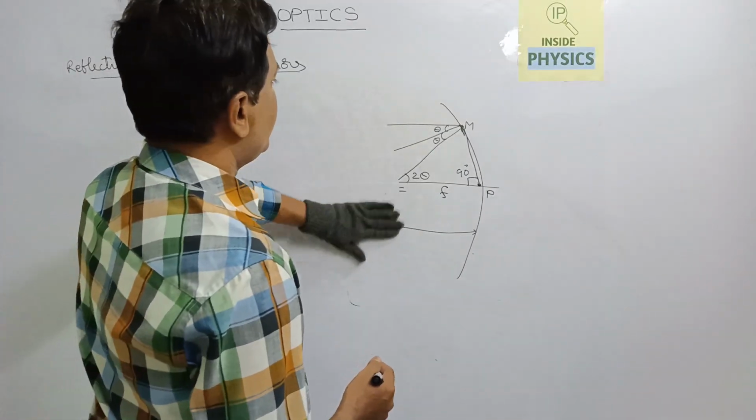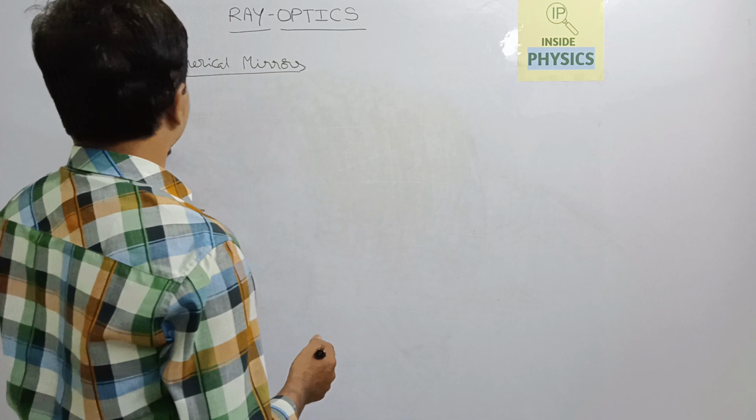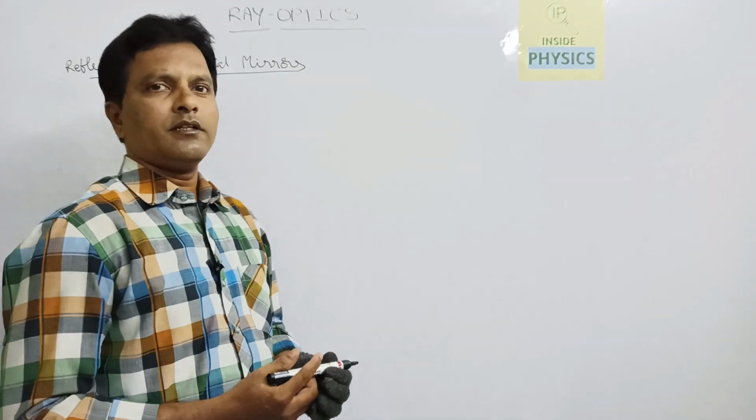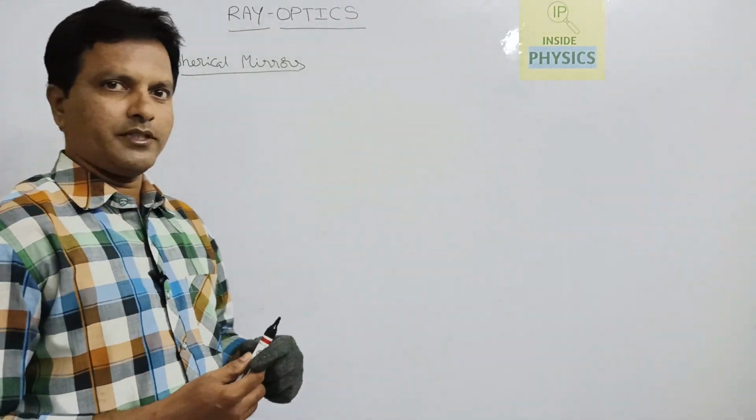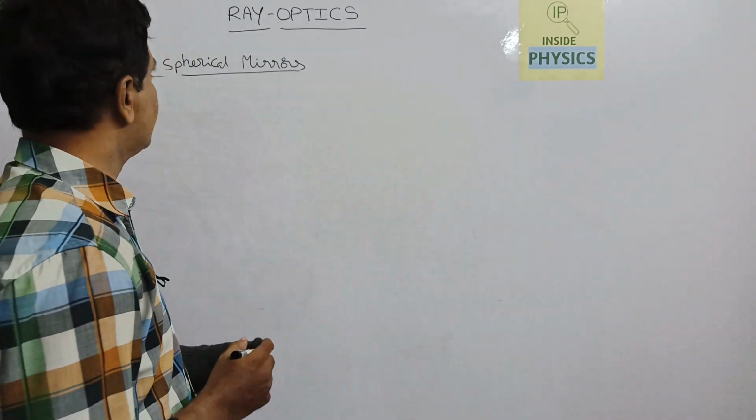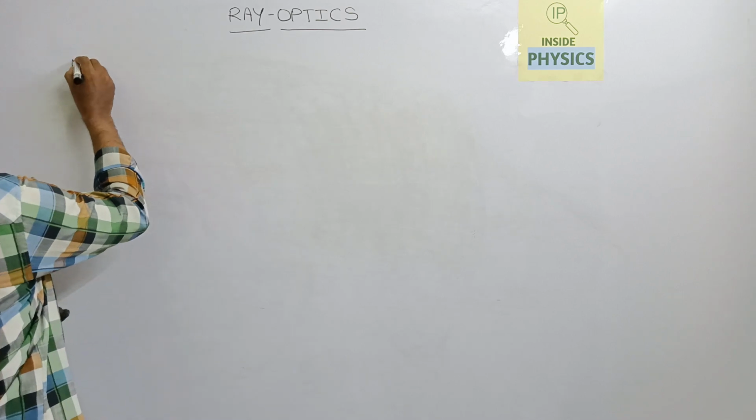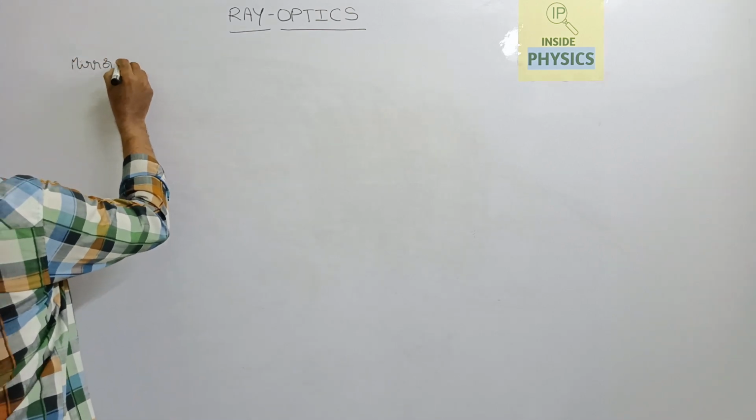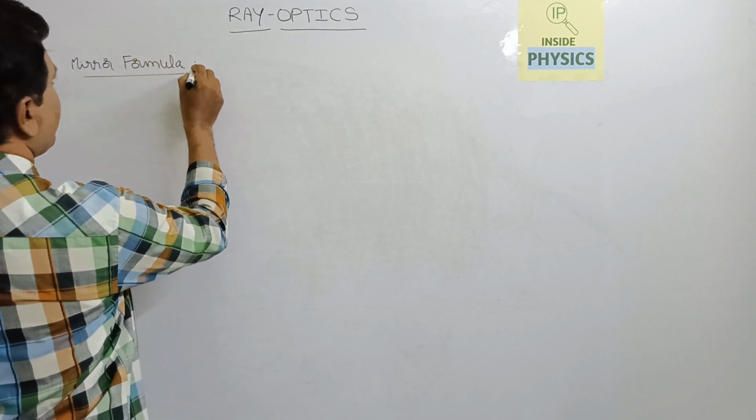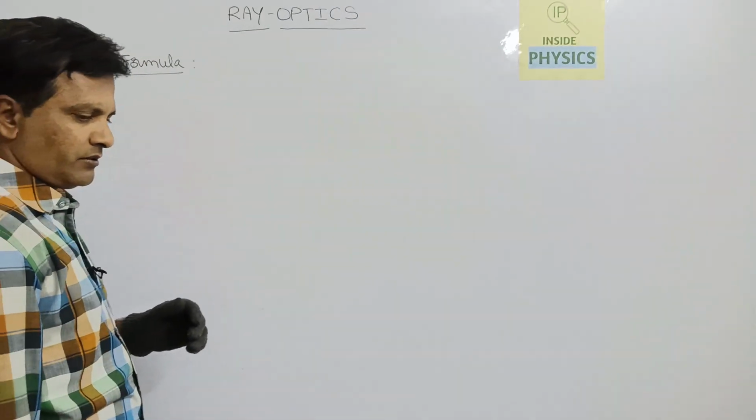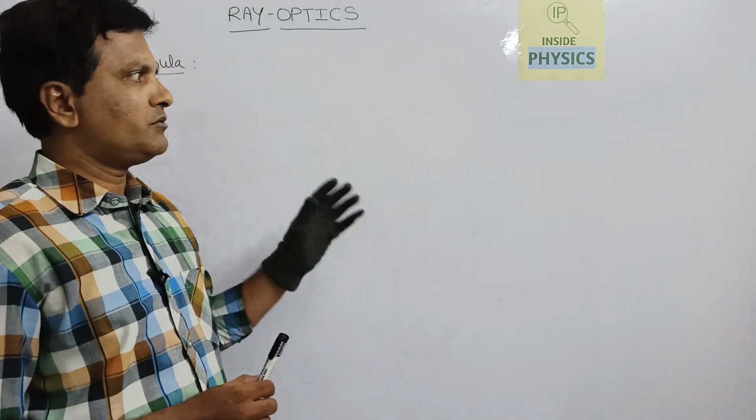So these are the important topics in ray optics and the fundamentals you need to understand before going to the problems, and we will apply these fundamentals to the optical instruments that we are going into in the next classes. So here, the mirror formula. To derive the mirror formula, we need to understand the sign convention which we have already discussed.